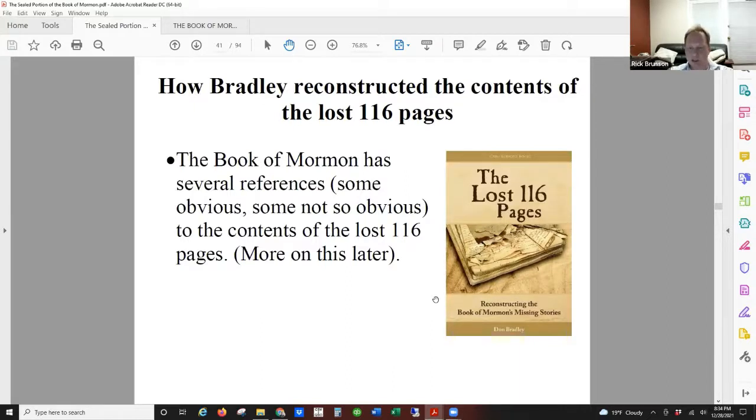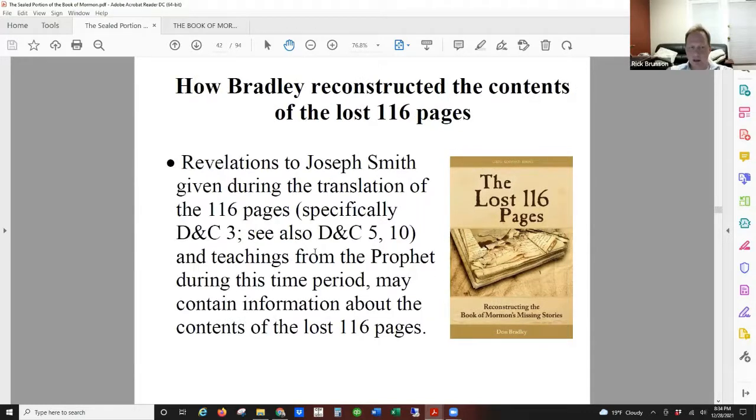How else did he reconstruct it? Well, the Book of Mormon has several references to the 116 pages. Some are obvious and some not so obvious. We'll talk about some of these in a minute, but that's a method we can use to help us. Another method is studying the revelations that were given to Joseph Smith during the translation of the 116 pages, specifically section 3 and also sections 5 and 10. Teachings from the prophet during this time period may also contain some information about the contents.